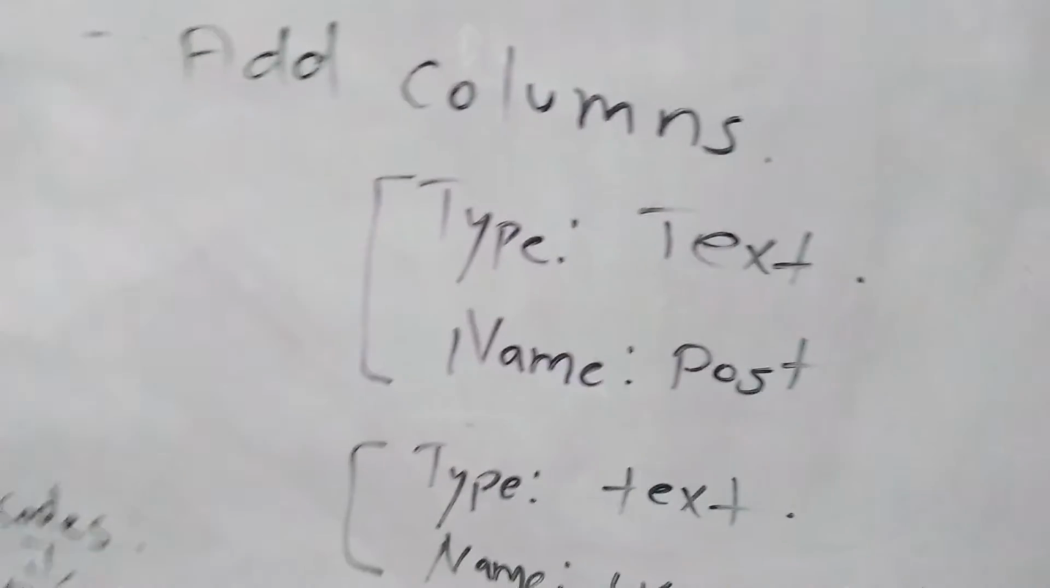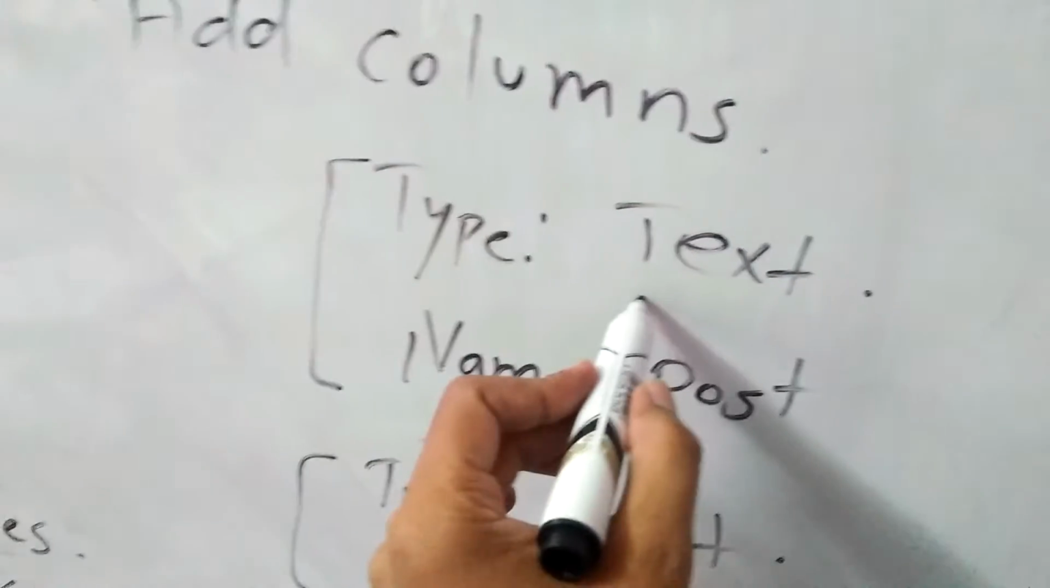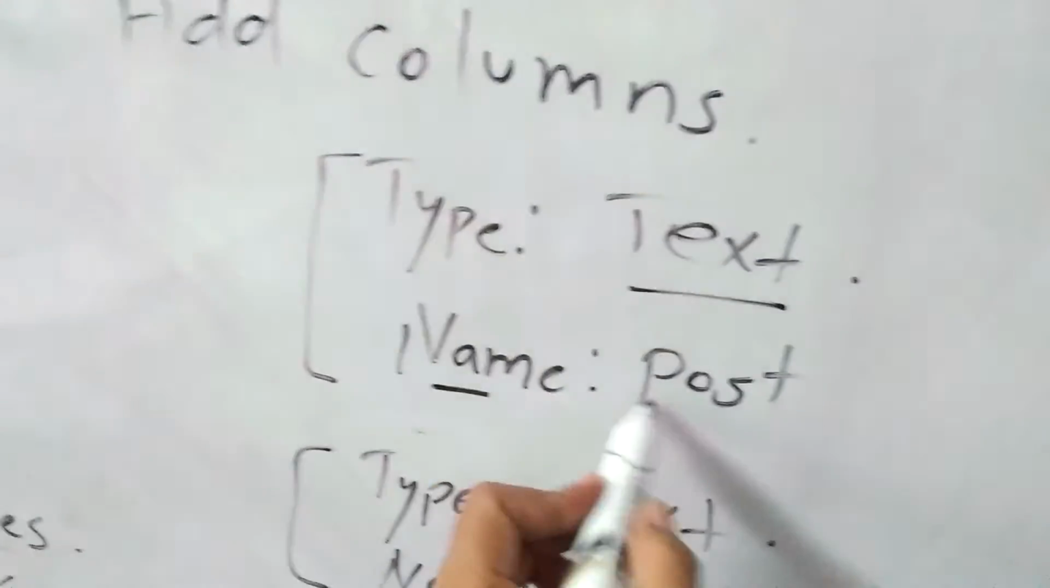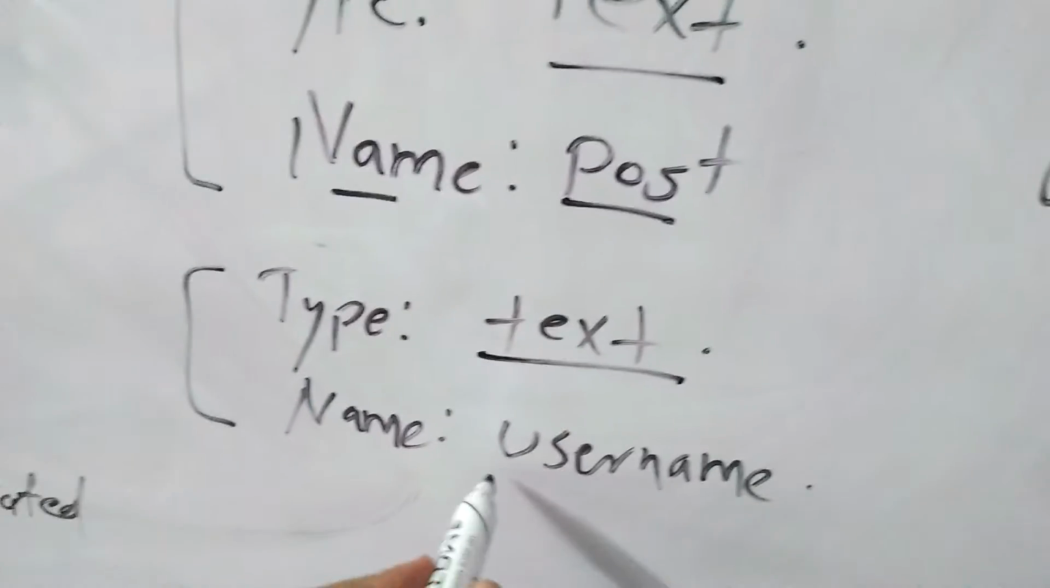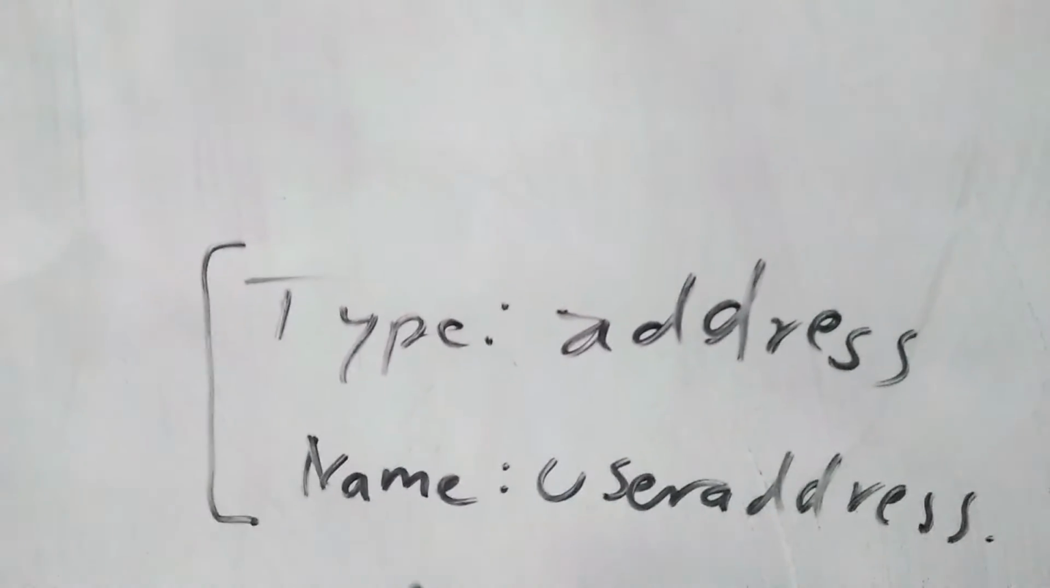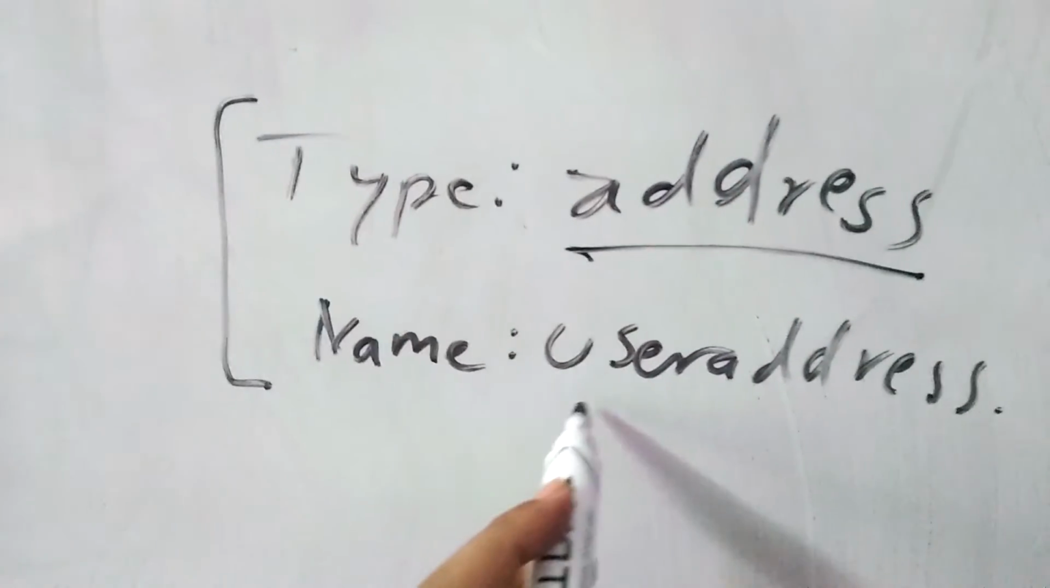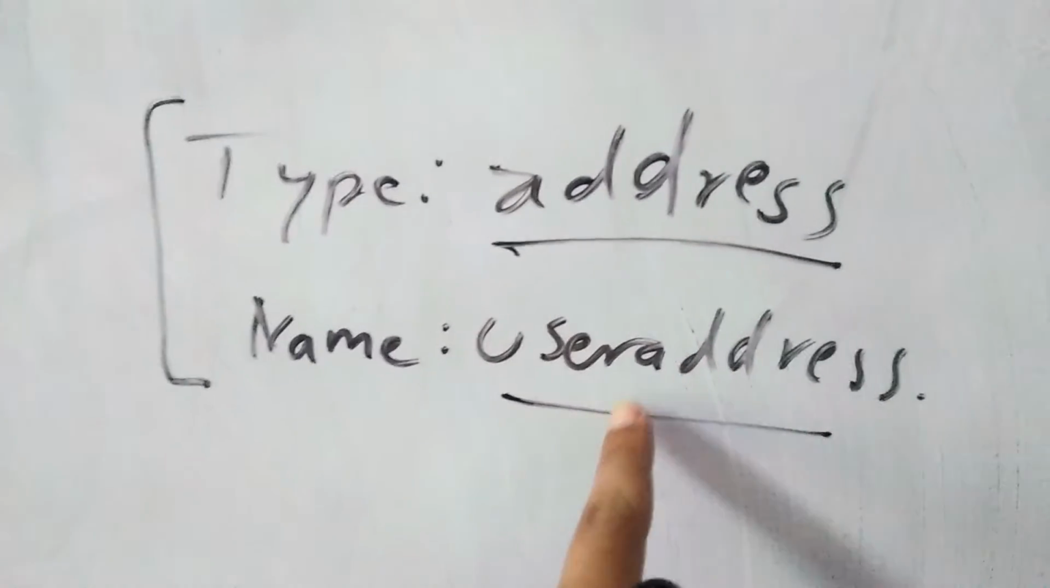We'll add one type is text, and name will be post, and next will be text again, and name will be username without space here, and the last one will be type address, and name will be user address without space here also.